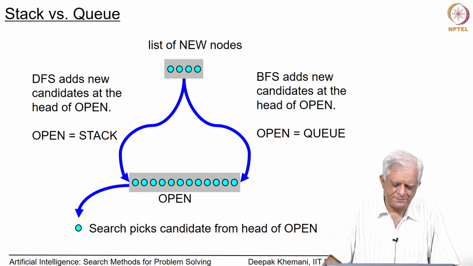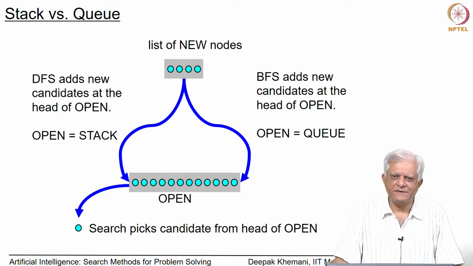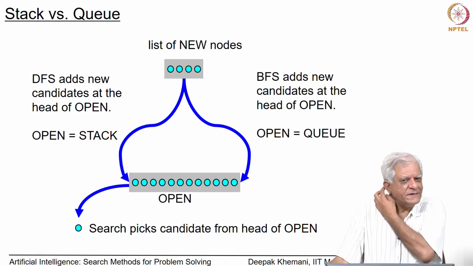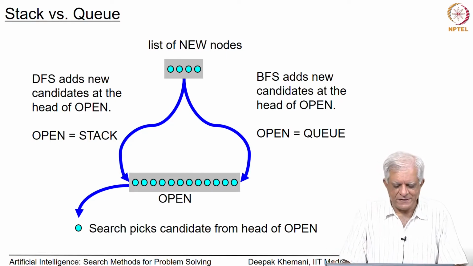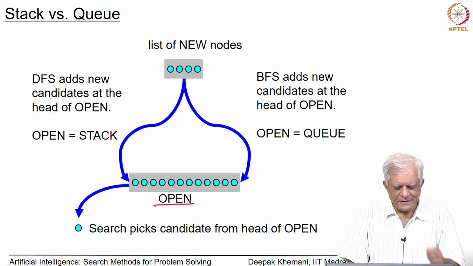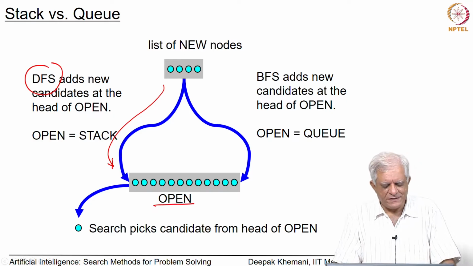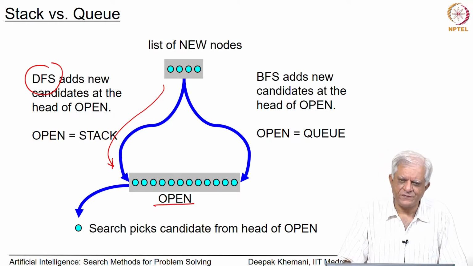So, welcome back. We have just finished looking at the algorithms depth first search and breadth first search, and we observed that the basic difference between the two algorithms is the way in which they maintain the open list. In the case of depth first search, the new nodes that are generated by the move gen function are added at the head of the list, and therefore, we treat open as a stack.